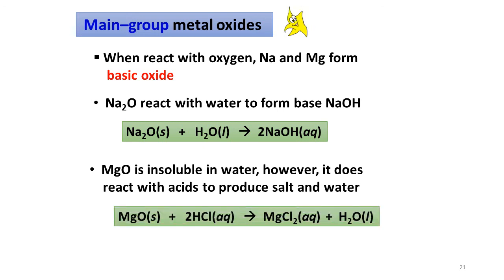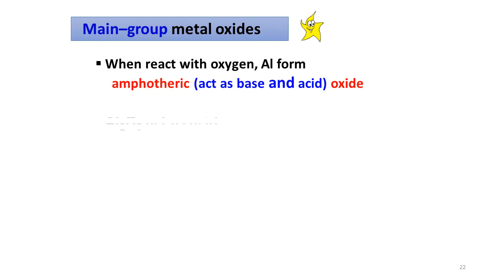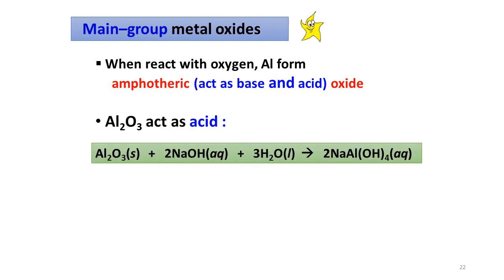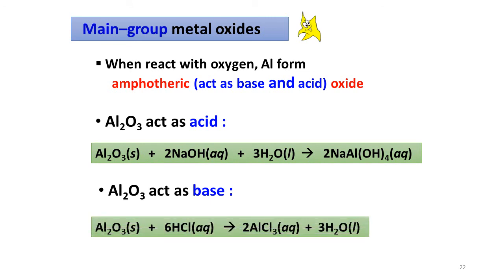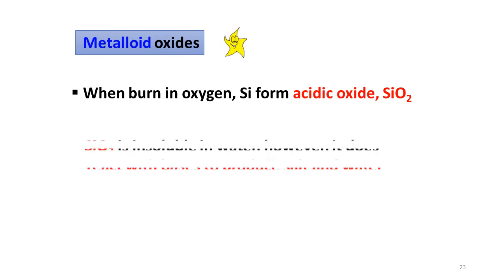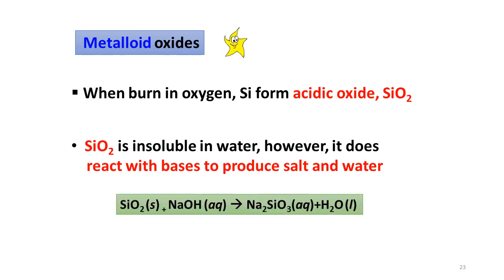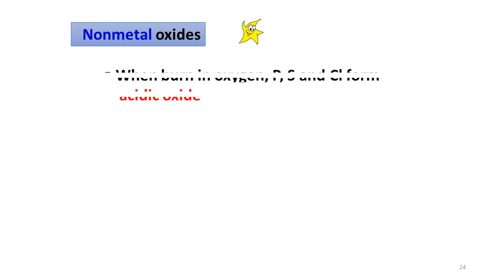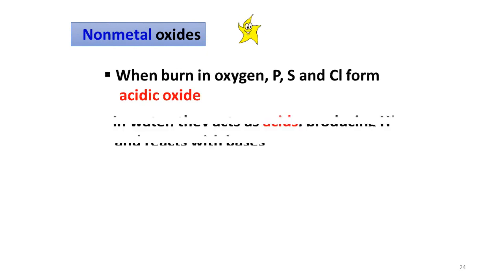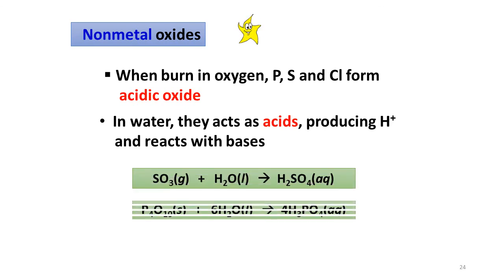When reacted with oxygen, aluminium forms an amphoteric oxide. Aluminium oxide can act as an acid and also act as a base. Metalloid: when burned in oxygen, silicon forms an acidic oxide. Silicon oxide is insoluble in water, however, it does react with bases to produce salt and water. Non-metals: when burned in oxygen, phosphorus, sulfur and chlorine form acidic oxides. In water, they act as acids, producing hydrogen ions and react with bases.